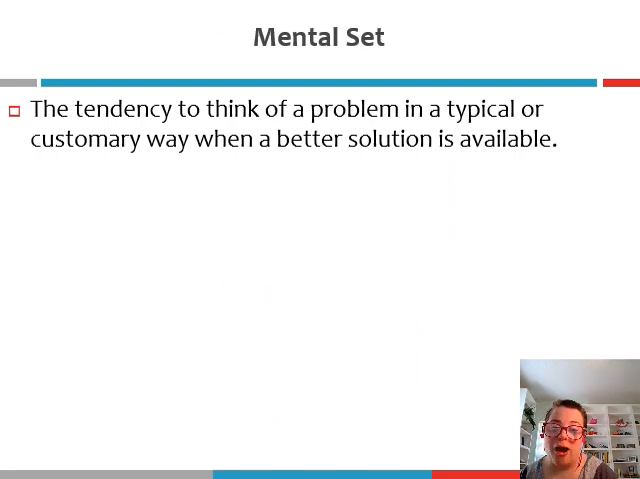So the water jar problem illustrates something called mental set. Right? So mental set is simply the tendency to think of a problem in a typical or customary way, even when a better solution is available. Right? So let's look real quick at some experiments, right, that gave this problem to participants to see how well they could solve it and what solutions they applied to it.